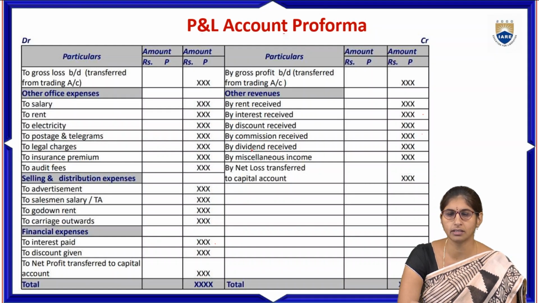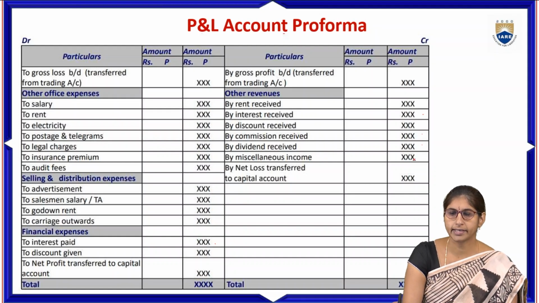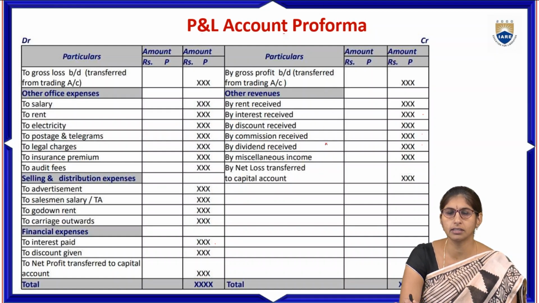So that is the reason this dividend received is income. So we are going to record it on the credit side. And any other miscellaneous income which is earned by the company can also be recorded on the credit side of profit and loss account.